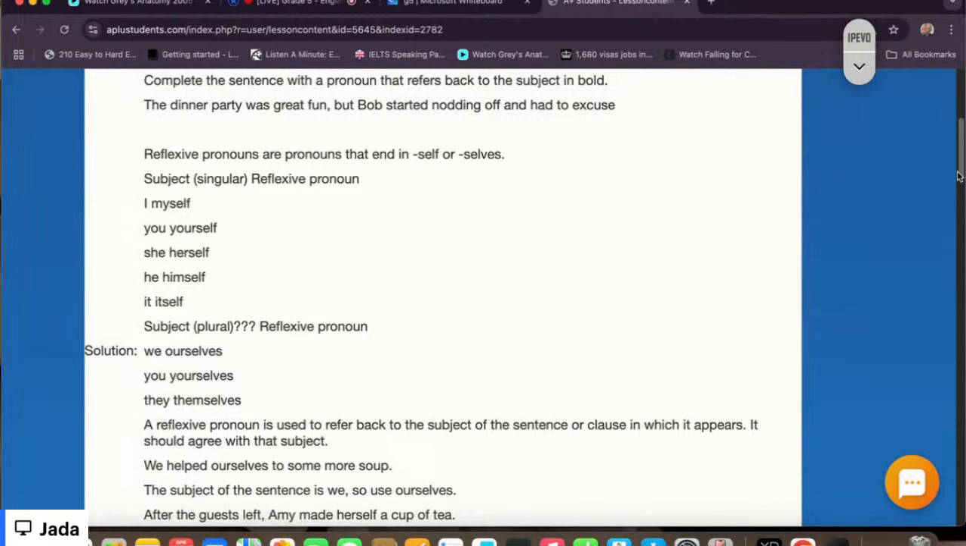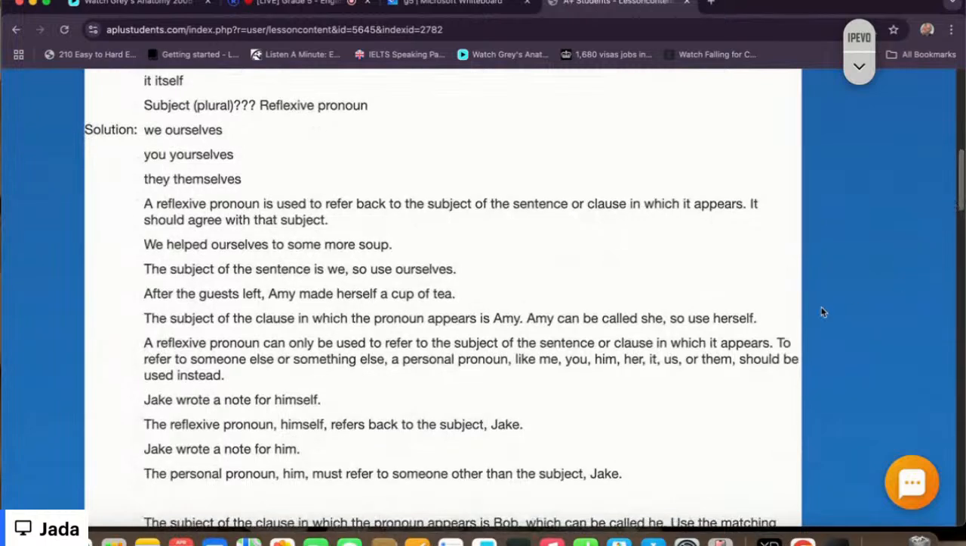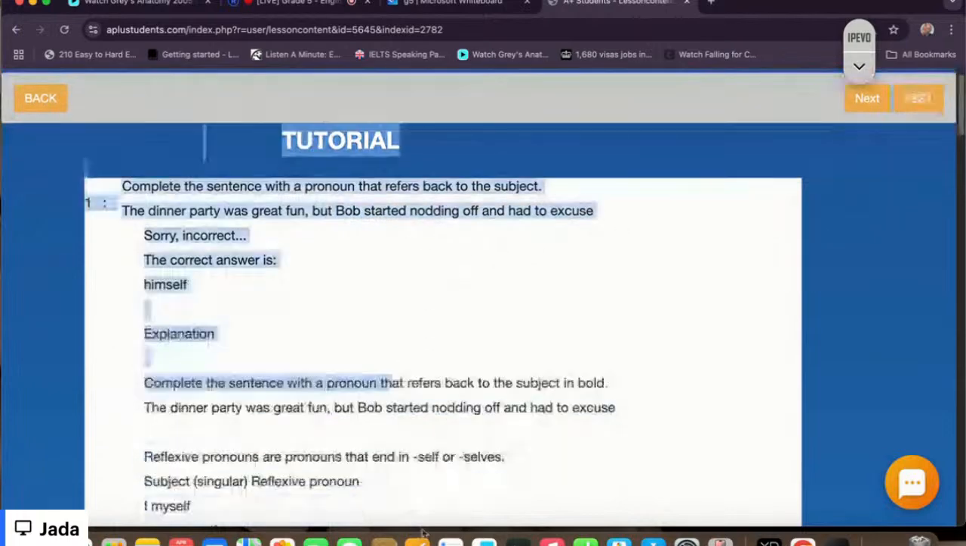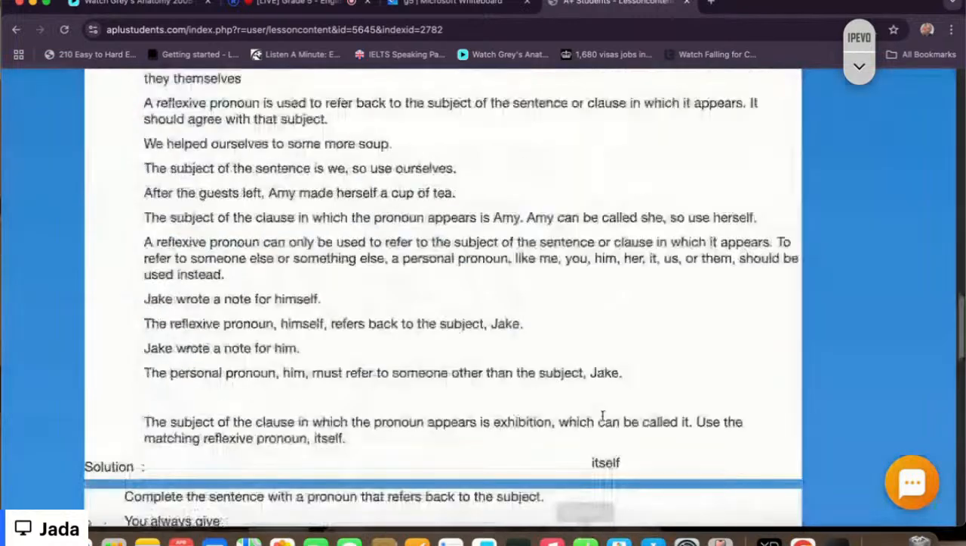Okay, so we can also use like personal pronoun if we're referring to someone else and we're not referring to the subject in the sentence. Okay, so let's look at an example here. The dinner party was great fun, but Bob started nodding off and had to excuse what? Bob, male, himself. Okay, so the lifelike dinosaur models were so powerful that the exhibition ended up paying for what? Itself.